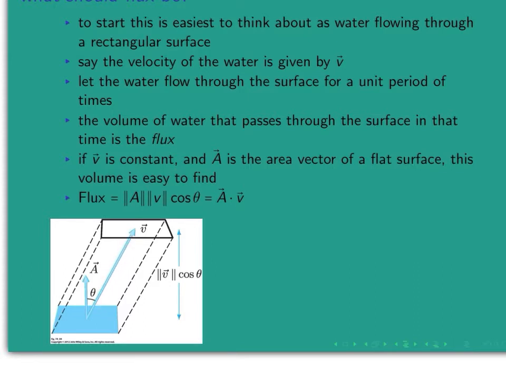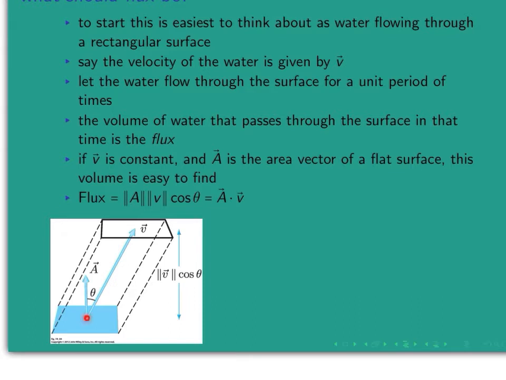What I'm going to do is let the water flow through the surface for some unit period of time. It could be a minute or a second or an hour or whatever, it doesn't really matter. Then I collect all the water that passes through this surface in that unit period of time, and I call the volume of water that's passed through the surface in that time the flux.